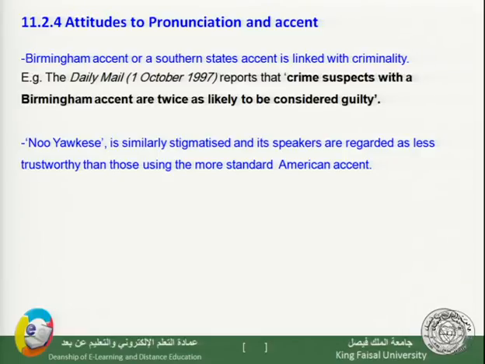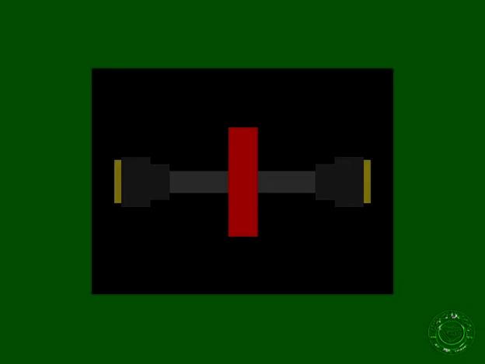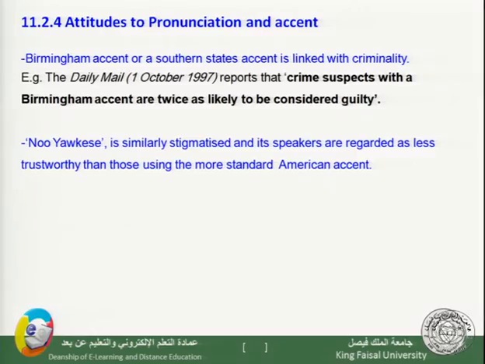They went so far as to associate one person's accent with being a criminal, a very dangerous person who commits crimes. An example is taken from the Daily Mail, in a report on the 1st of October 1997, reporting that crime suspects, those suspected of being criminals, with a Birmingham accent are twice as likely to be considered guilty.